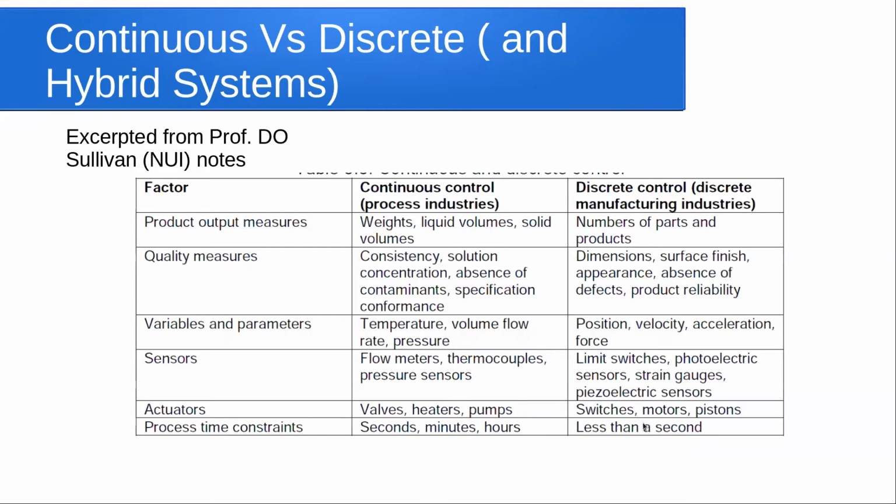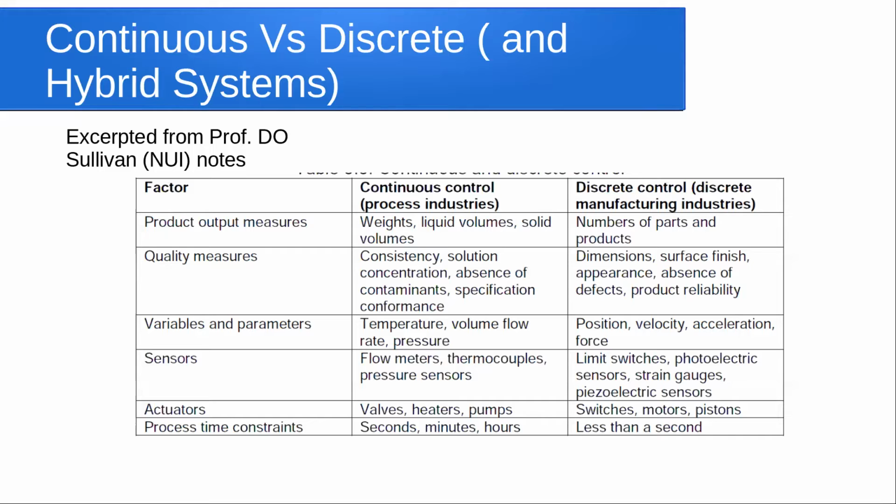Right. So there are various kinds of embedded systems or IoT depending on the characteristics of the parameters that are being read by it. For instance, this is information about various continuous and discrete systems that is provided by Professor Do Sullivan in his notes.